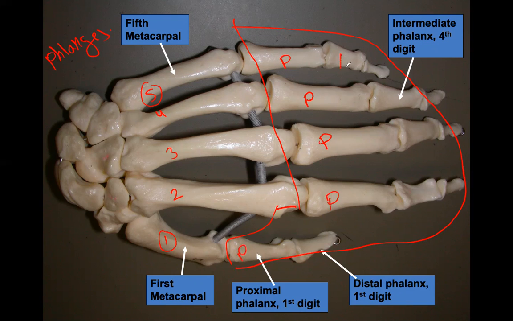The second bone is middle. And then the tips of your fingers are going to be distal.